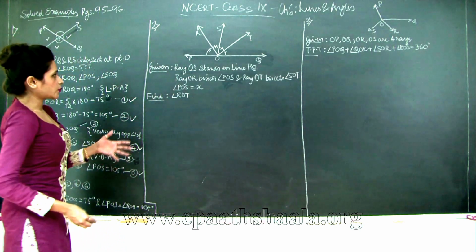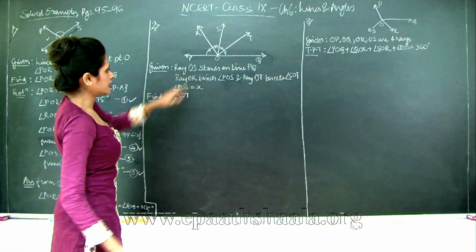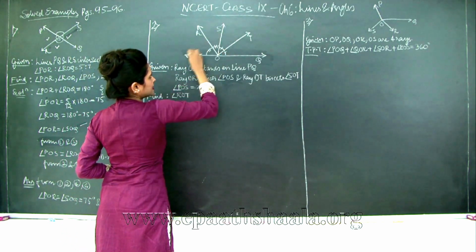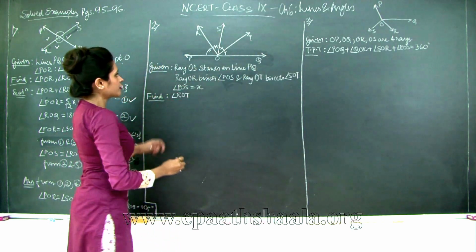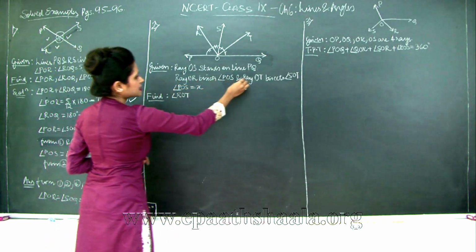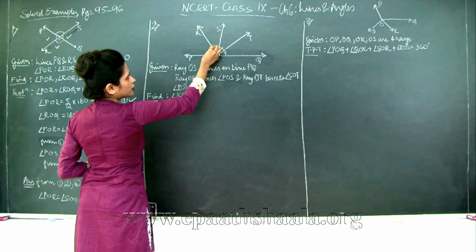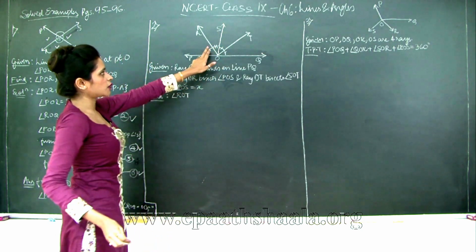So, let's read out the question first. The given is ray OS stands on line PQ. So, we have ray OS standing on line PQ. Ray OR bisects angle POS. Therefore, these two angles, if you can see, they are marked with double ticks.